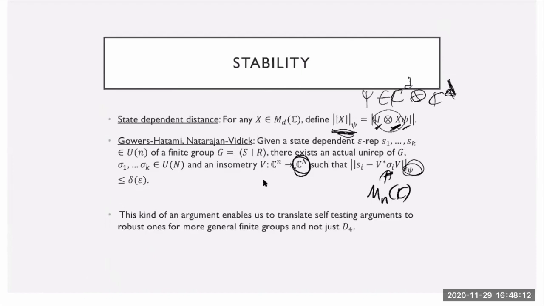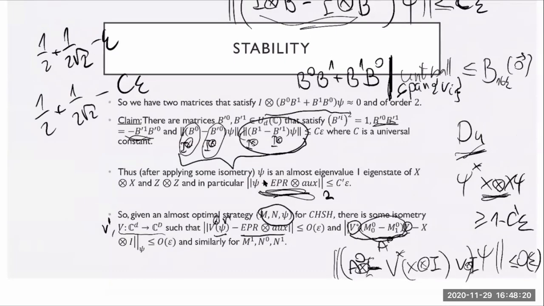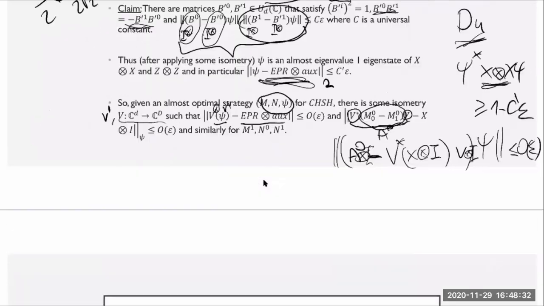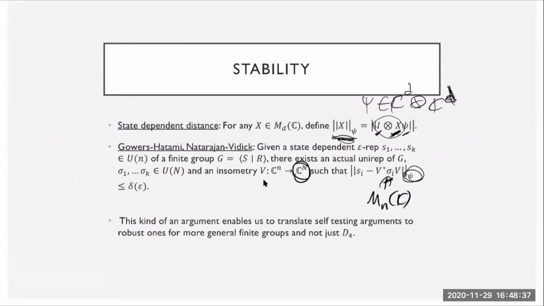Okay, so this is a bit of a mouthful, but this means that actually D4 is not, we had this claim. If you have matrices that almost anti-commute and of order 2, there are actually anti-commuting order 2 matrices that are close by in this sense. The point is that you can replace the order 2 anti-commuting condition by any set of conditions that generate a finite group. Okay, this is the point.